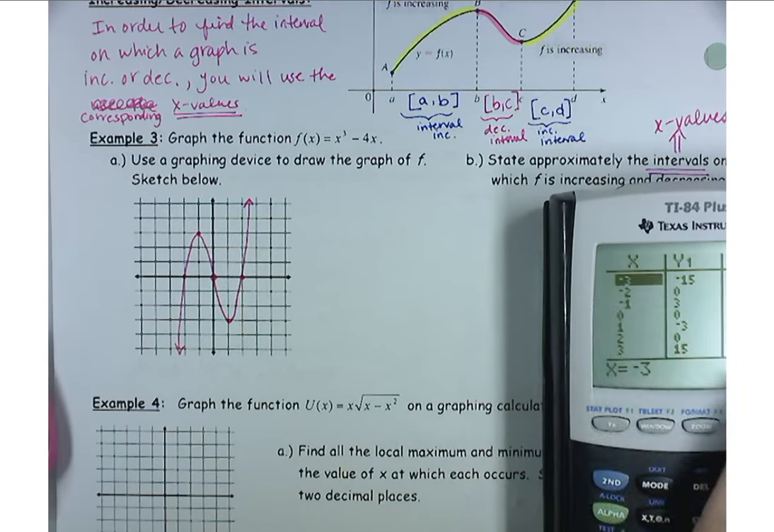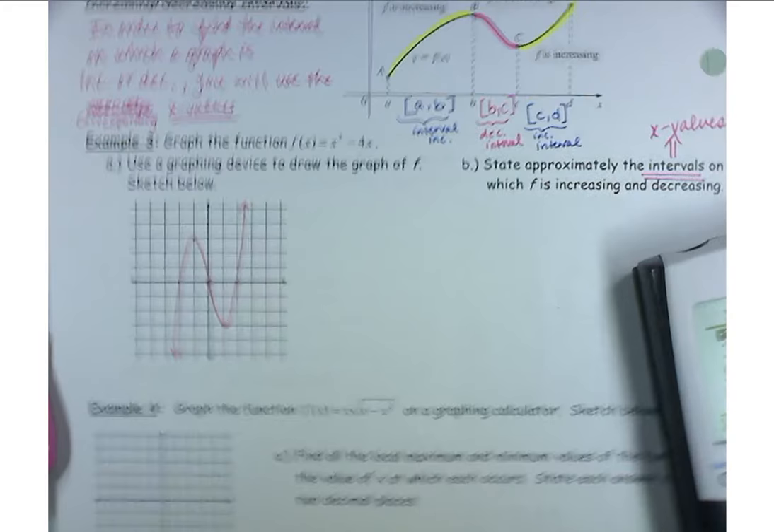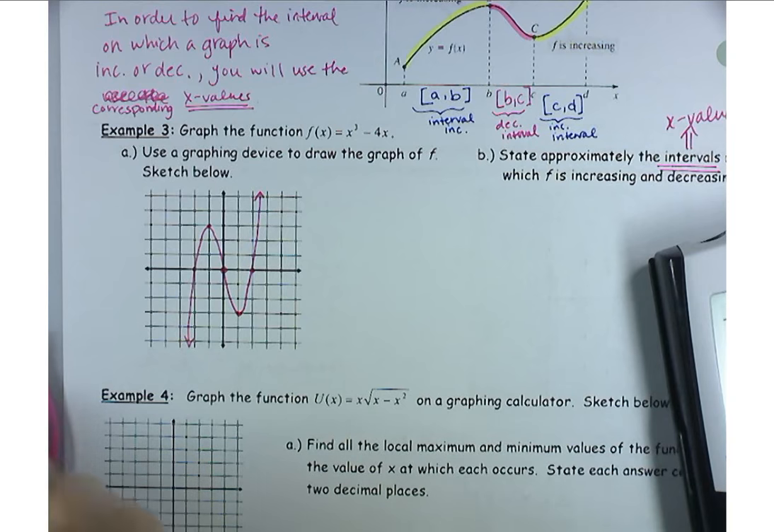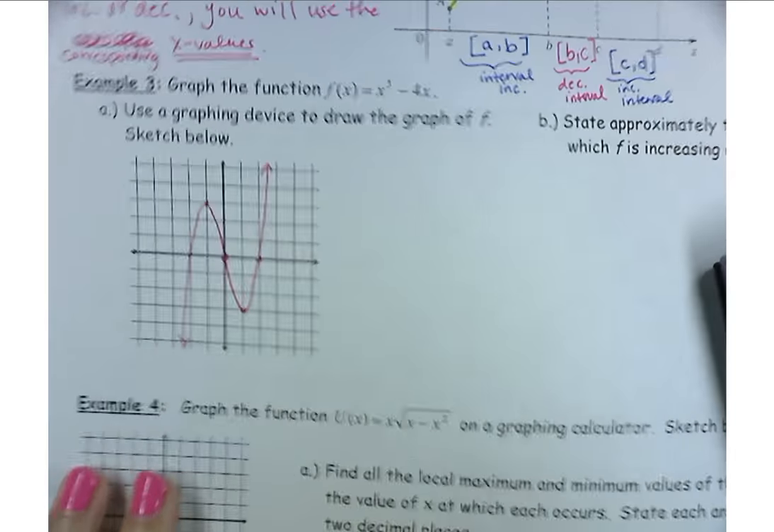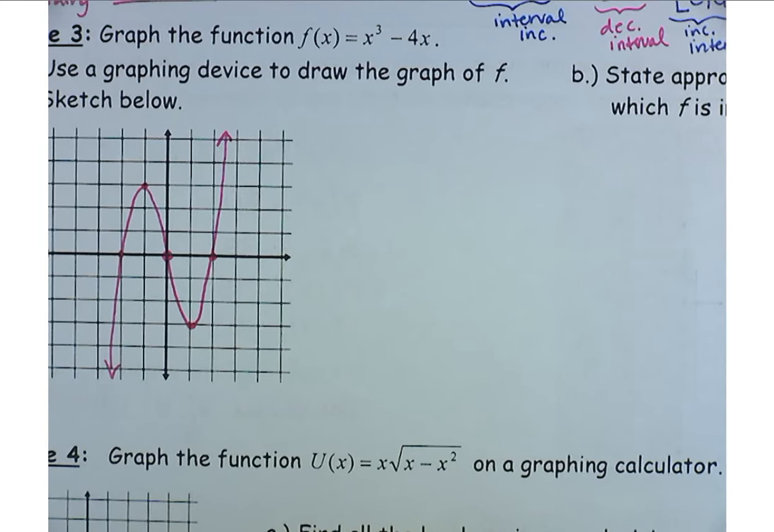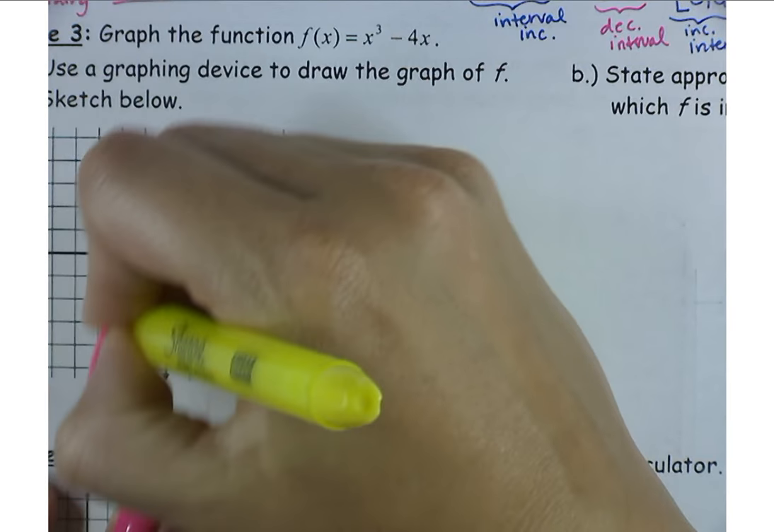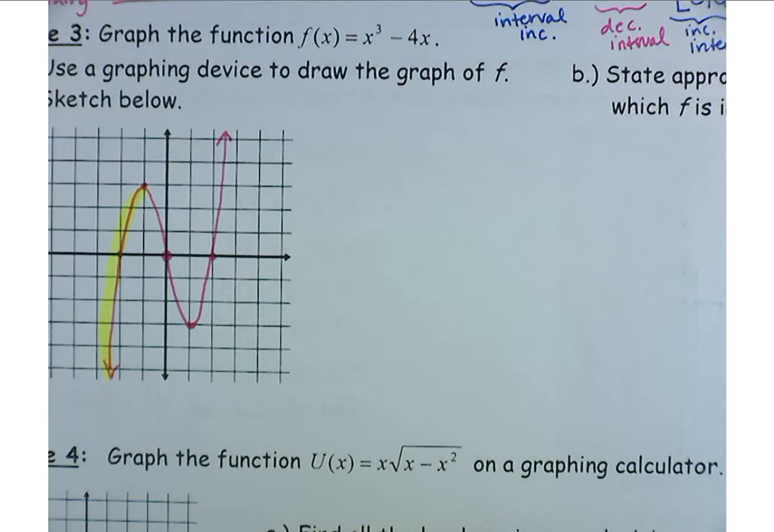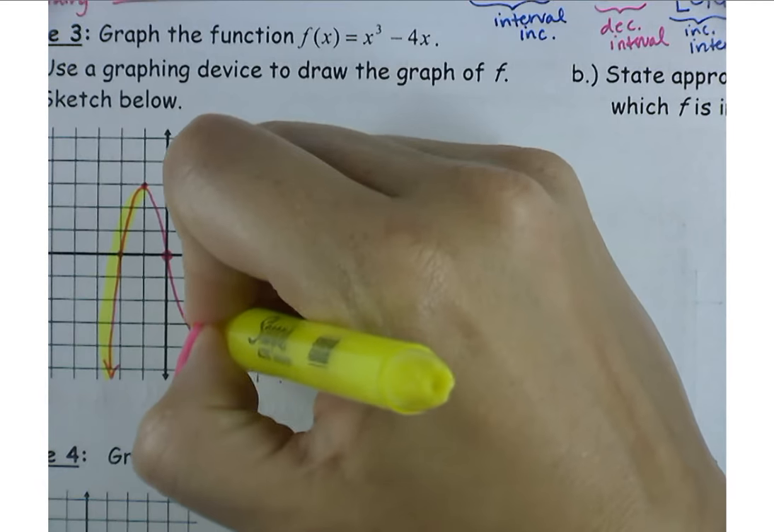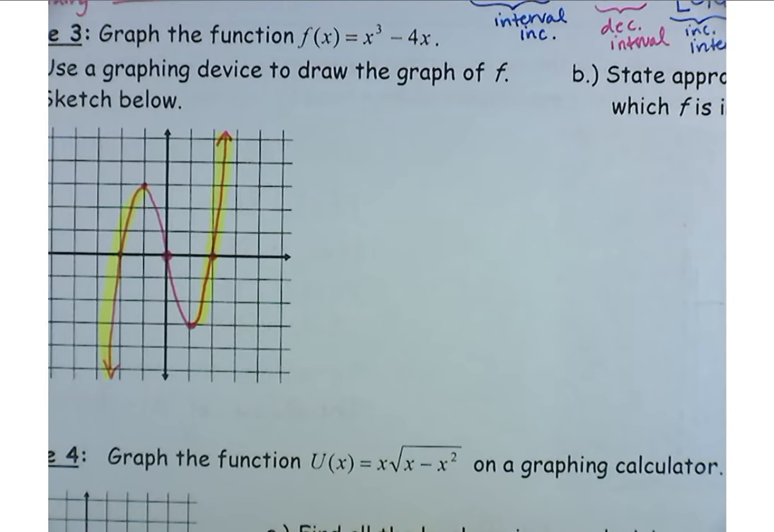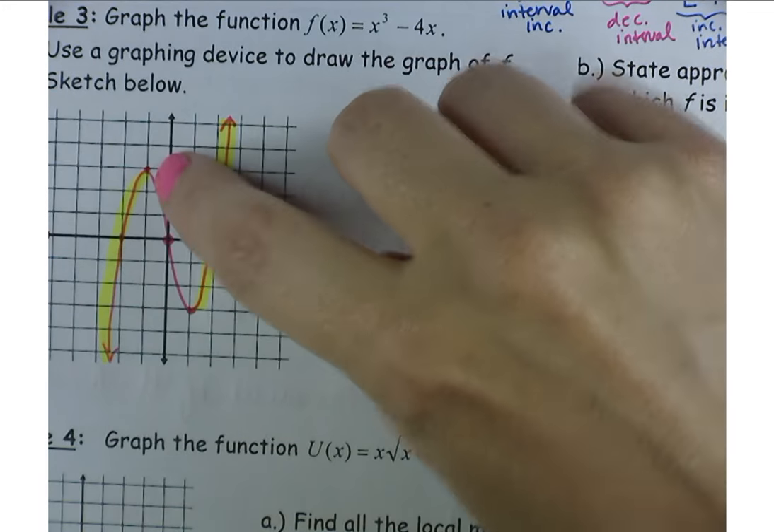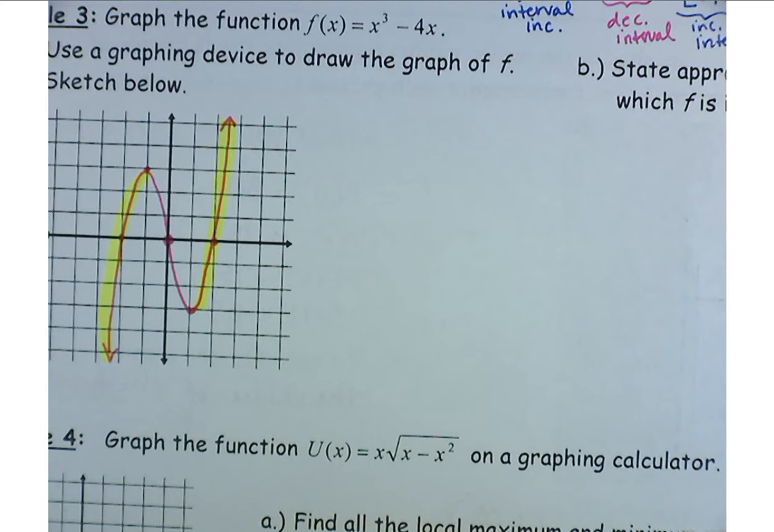Okay, so now I have to state approximately the intervals on which f is increasing or decreasing. I'm going to go ahead and highlight the increasing intervals. The first increasing interval, would you guys agree, is from here to here? And then my second increasing interval would be there. My first interval goes all the way up to this point, and what is that point called? Yeah, the max, the local maximum. This is going to go to the min.